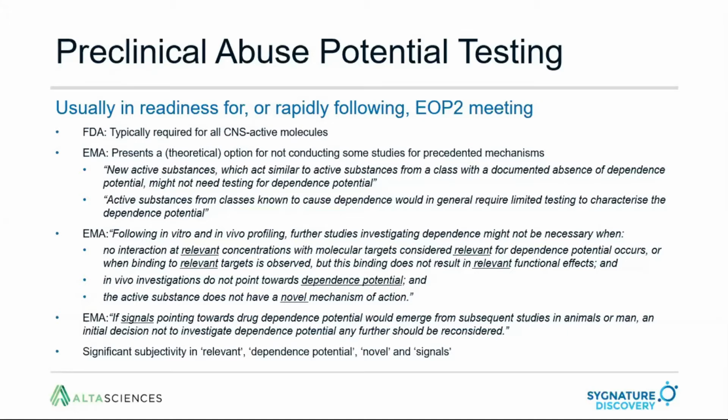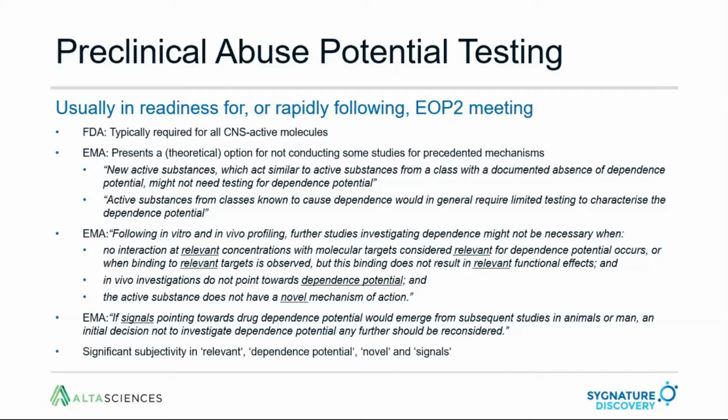In terms of which molecules this is required for, from an FDA perspective, this is a fairly simple assessment: a non-clinical abuse potential assessment is required for all CNS-active molecules. From an EMA perspective, it's a slightly different scenario. It tends to be considered for all CNS-active molecules, but they present at least a theoretical option for not conducting some studies for precedented mechanisms. These can be precedented mechanisms where either the class has already been shown to have an absence of dependence or abuse potential, or the inverse, where the class or the mechanism is associated with a demonstrated or proven presence of abuse potential.